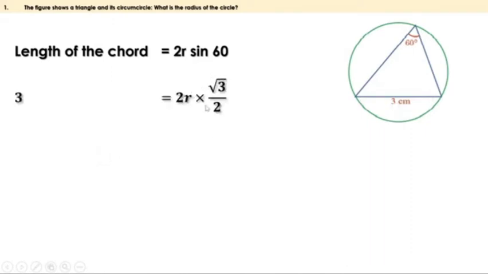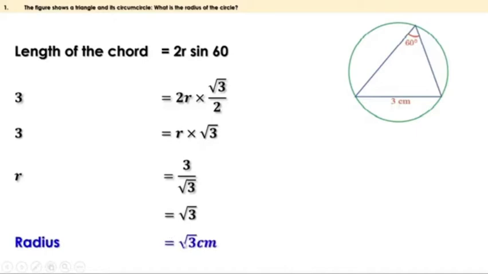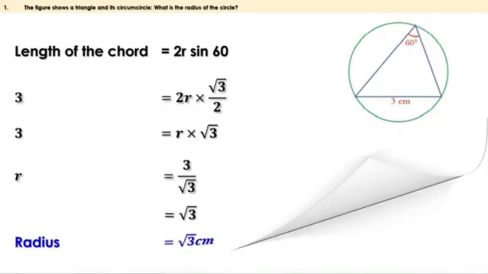Given that the length of the chord is 3, 3 is equal to 2r into sin 60, which is root 3 by 2. The 2 can be cancelled, so 3 is equal to r into root 3. Then r is equal to 3 divided by root 3. The denominator is an irrational number, so we have to convert. For the conversion, multiply numerator and denominator by root 3. Therefore, the radius r is equal to root 3 centimeters.